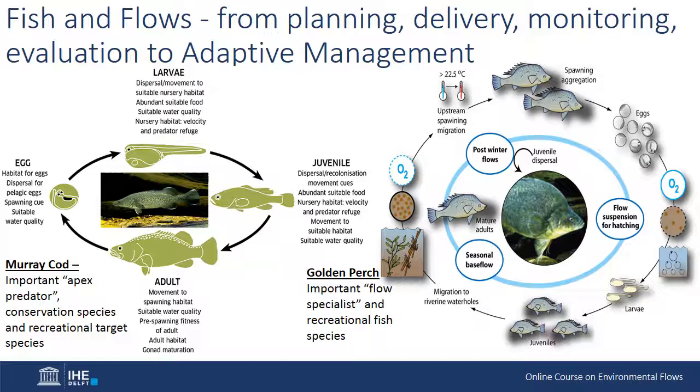For example, Murray cod, on the left, are a large apex predator that are mostly flow independent and will breed irrespective of flow cues, being mainly water temperature and day length dependent. However, they can benefit from flows to aid in movement of adult fish to breeding sites, dispersal of larval and juvenile stages, and through flows stimulating food production for both adults and young.